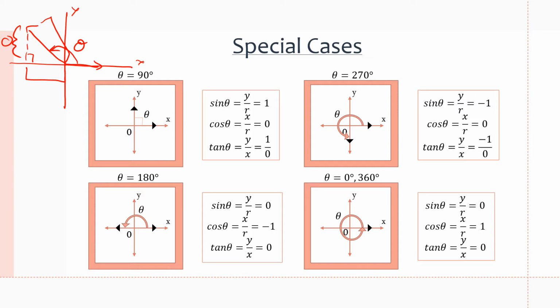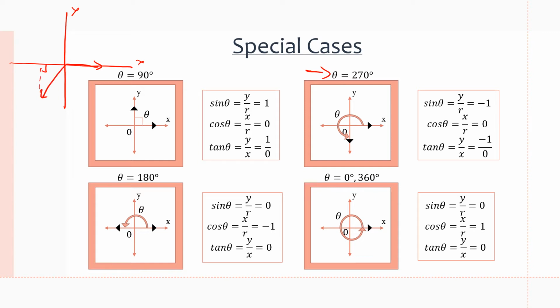Okay. Next, we have theta equals 270. In this case, y is going to be -1, x will be 0, and r will be 1. Because now let's draw it in the third quadrant. We have something like this.